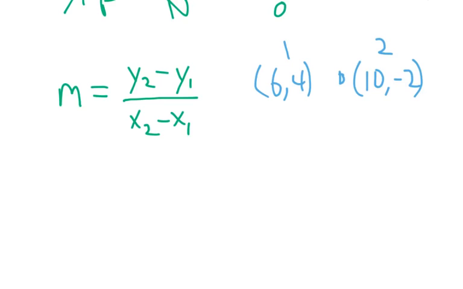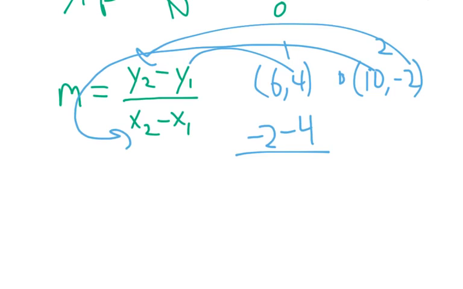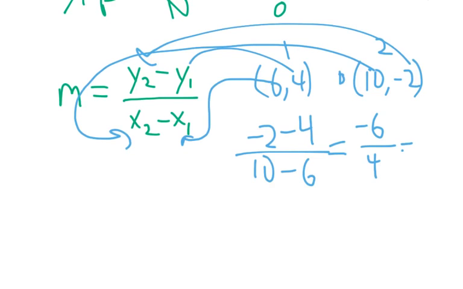But what I do is I then take y2 and I put it into my formula here. So I'll have negative 2 minus 4 over, and then I take x2, put that down there, 10 minus 6, which would go right there. Now I have to simplify the math here a little bit, so for my numbers, negative 2 minus 4 is negative 6, and then 10 minus 6 is 4. This can be reduced down to negative 3 over 2, and that is my slope.